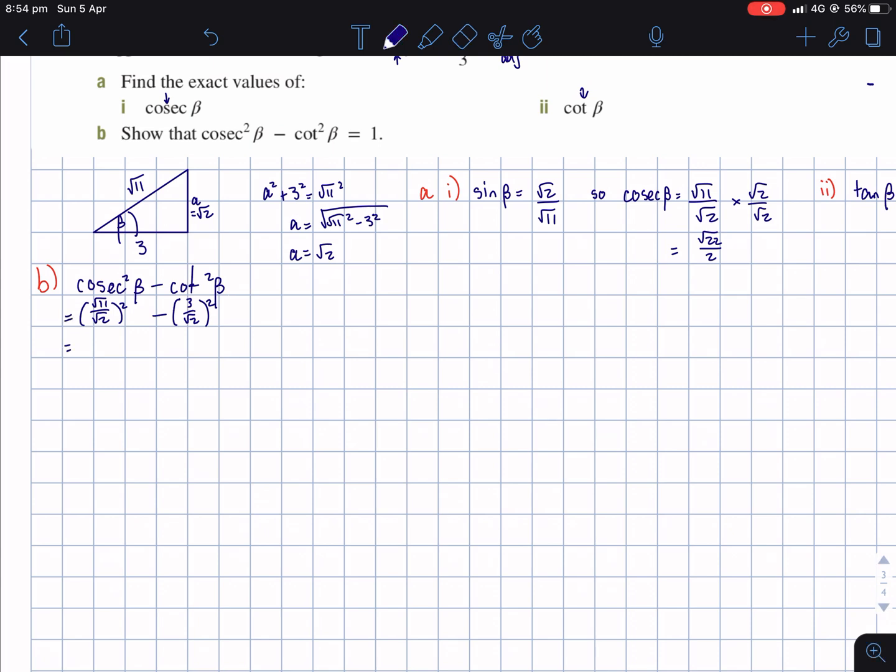So root 11 over root 2 squared is, well, 11 over 2 minus 9 over 2. Awesome. Did I do that right? Yeah, 9 over 2. This gives us 11 minus 9 over 2, which is 2 over 2, which is 1. That's what we wanted.